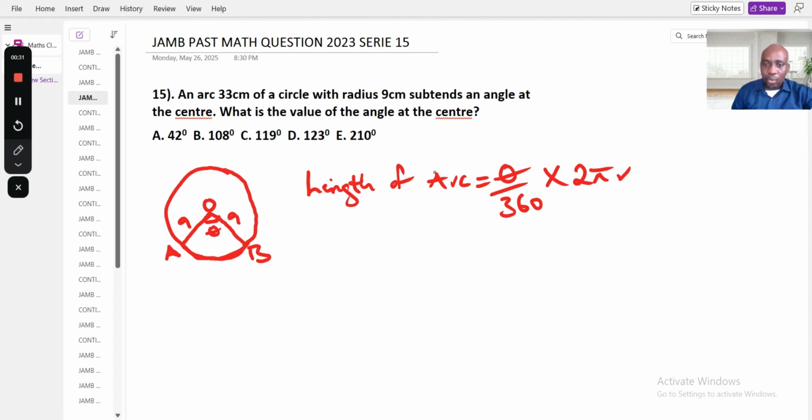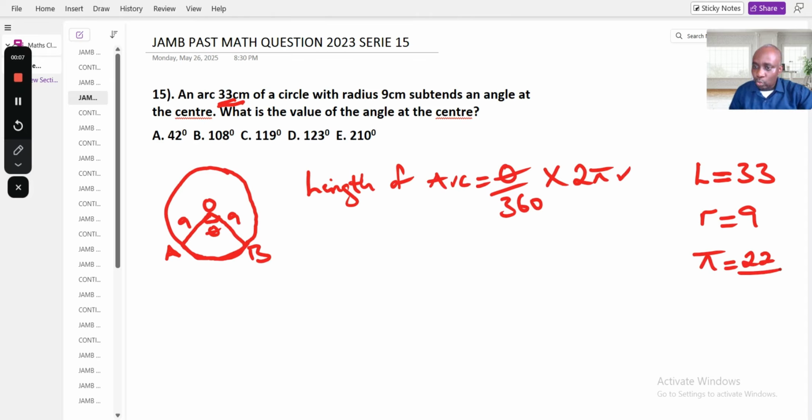Now, what is our length of arc? The length of arc has been given to us, which is 33 centimeter. Now, what is our radius, which is r? It has been given to us already, which is 9. What is our pi? Our pi is 22 over 7. The angle we are looking for, we don't know yet.